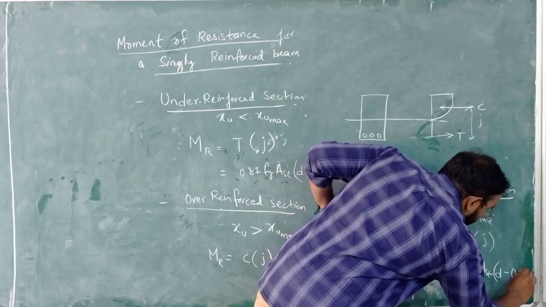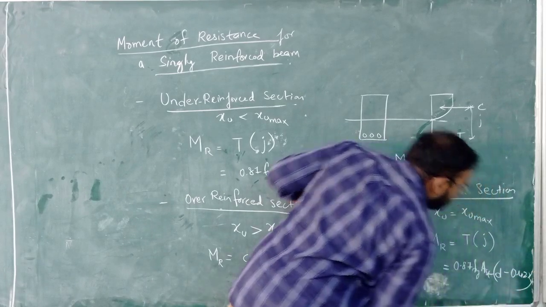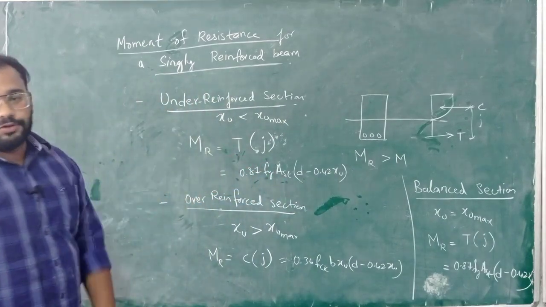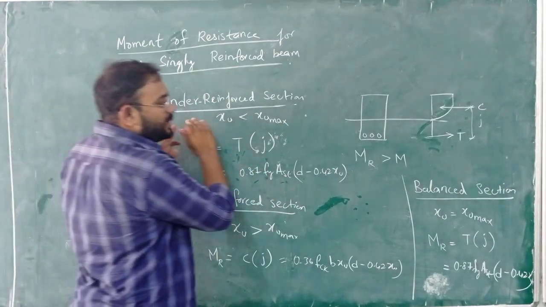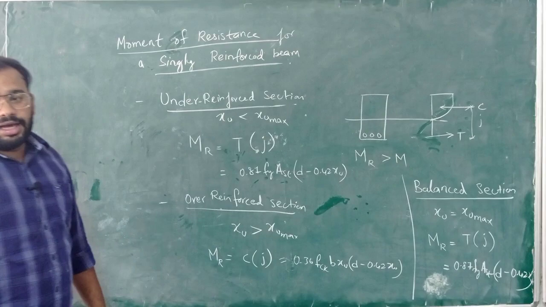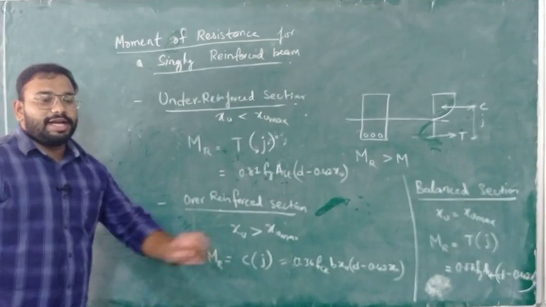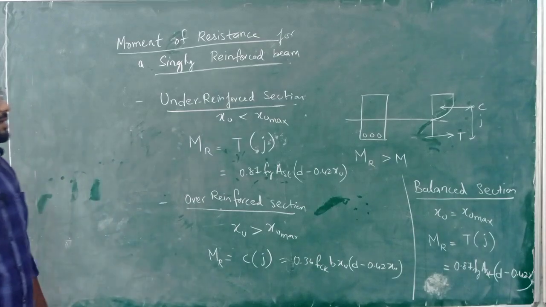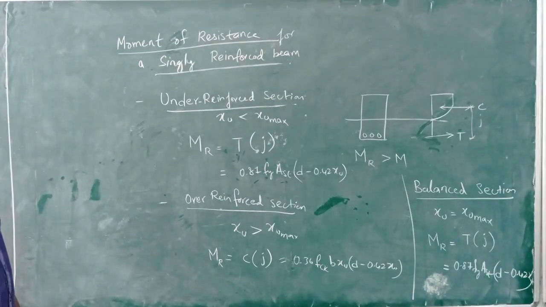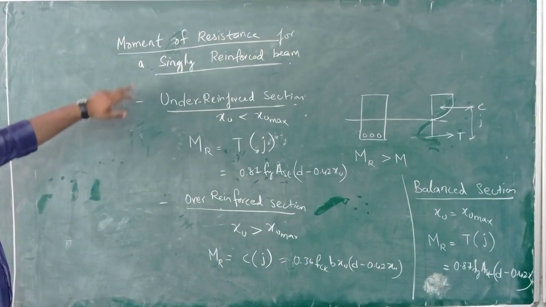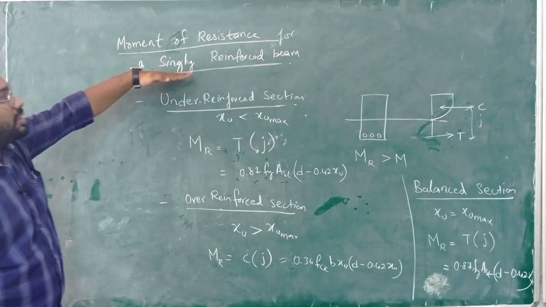But what do you think, which should fail first? Whose failure is advisable, steel or concrete? Steel failure is advisable. Why? Because yielding of steel will lead to cracks in concrete, but failure of concrete will always be sudden, it will always be brittle. So failure of steel is advisable, which is a gradual yielding.